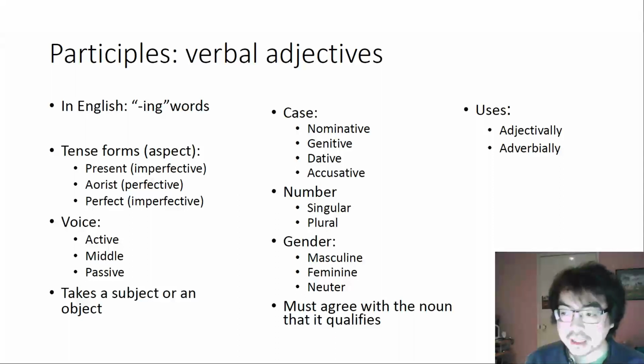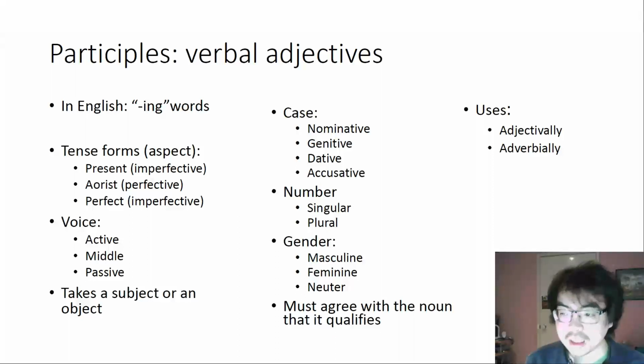As verbal adjectives, they have the characteristics of verbs, such as tense, which will indicate its aspect, and voice, and will take a subject or an object. Its tenses can only be present, aorist, or perfect. Participles also have the characteristics of adjectives, such as case, number, and gender, where they must agree with the noun that it qualifies.